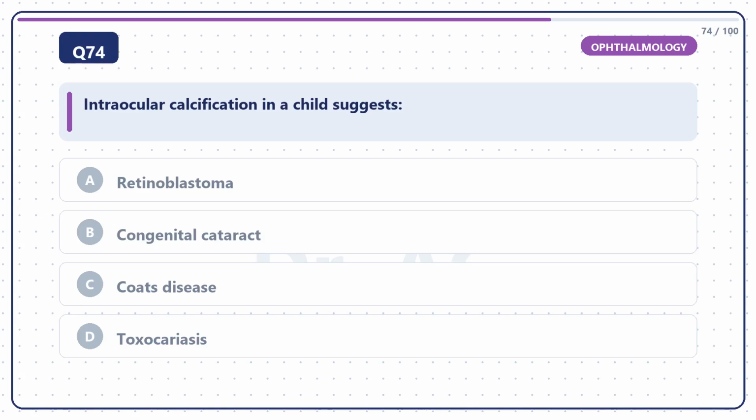Question 74. Intraocular calcification in a child suggests option A, retinoblastoma. Option B, congenital cataract. Option C, Coats disease. Option D, toxocariasis.